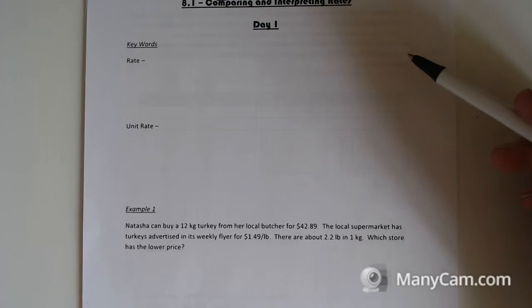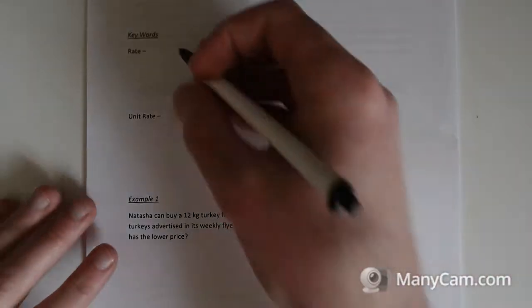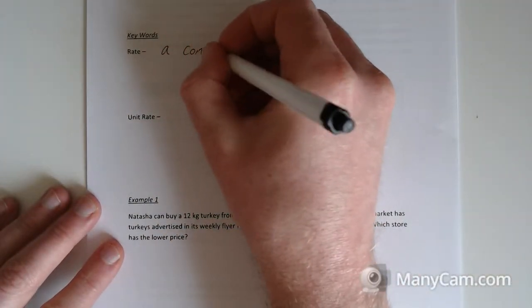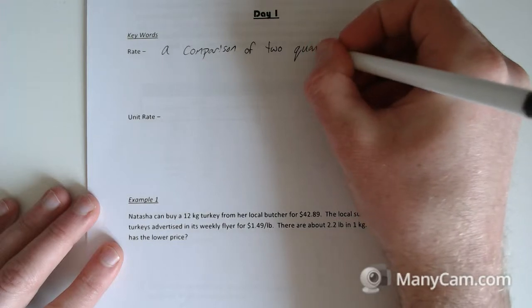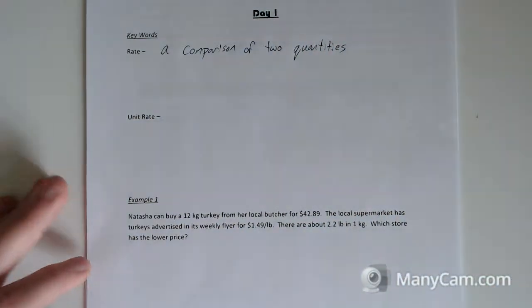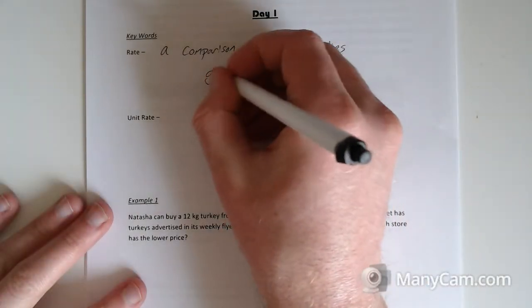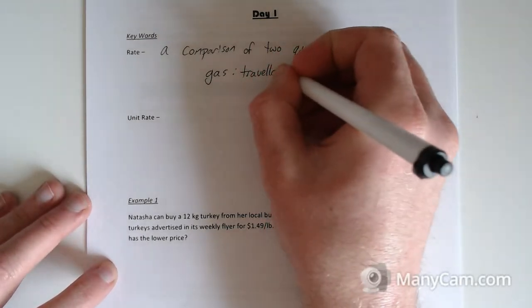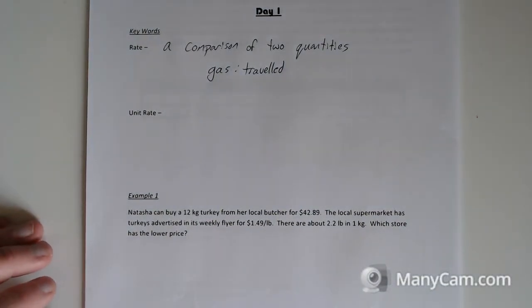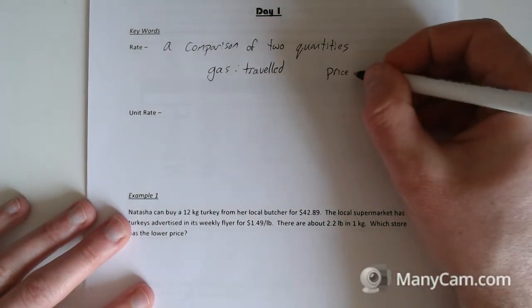Okay, so let's start off with comparing and interpreting rates. So what is a rate? A rate is a comparison of two quantities. So if you want to compare one thing to another thing, like maybe how far did you travel based on how much gas did you have? So maybe gas versus traveled distance. That could be a rate. Or how much of something did you buy based on how much you spent? So price versus quantity.